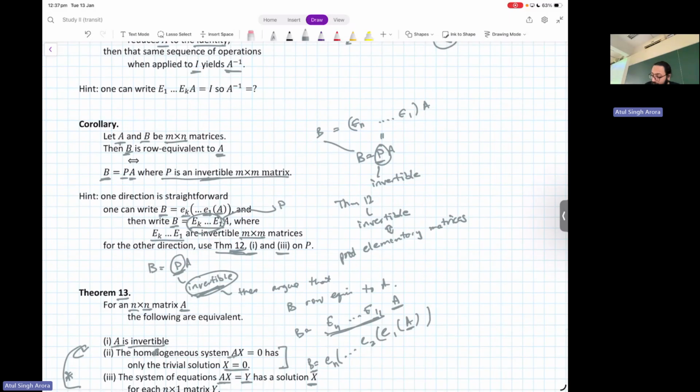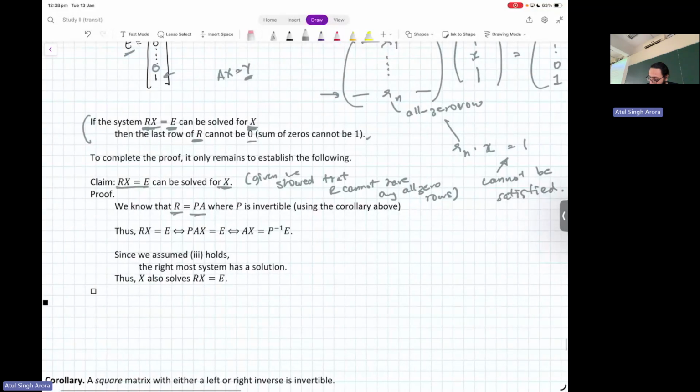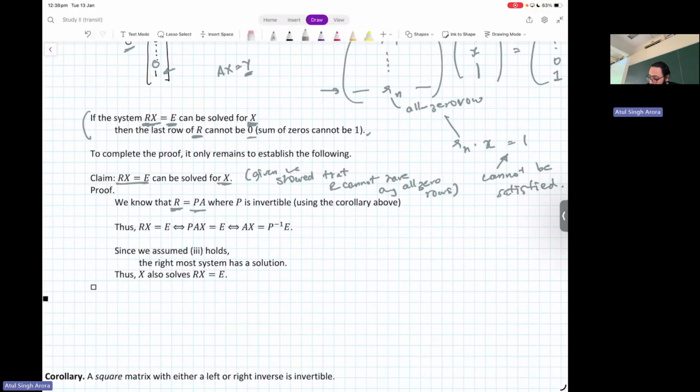basically saying that if B is row equivalent to A, then B can be written as an invertible matrix times A. So here we are saying that R can be written as P times capital A. Oh no, I think I gave you the wrong corollary. We had that P was a product of elementary matrices, and we showed that products of elementary matrices are invertible. Sorry, I messed up the argument.